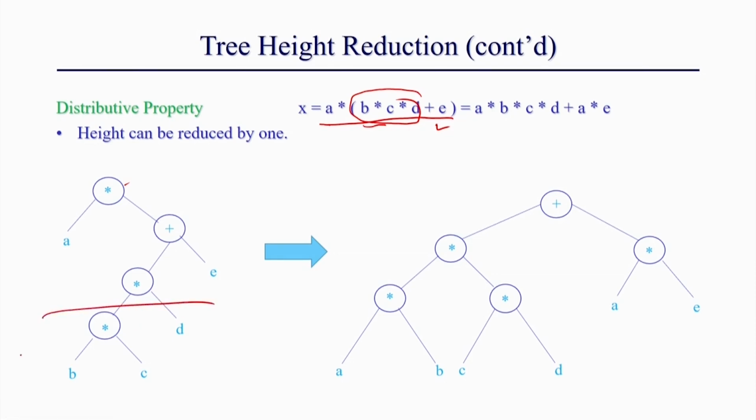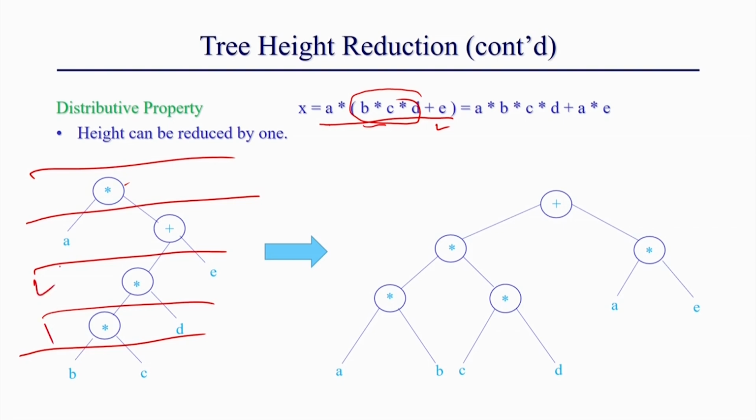So, I need 4 time steps, because I need basically 1, 2, 3, 4. On the other hand, if I just apply the distributive property, because multiplication is a distributive operation, I can multiply this and get this expression. So, then what is happening? Distributive means a into (b plus c) equals a b plus a c. So, this is what I am doing here.